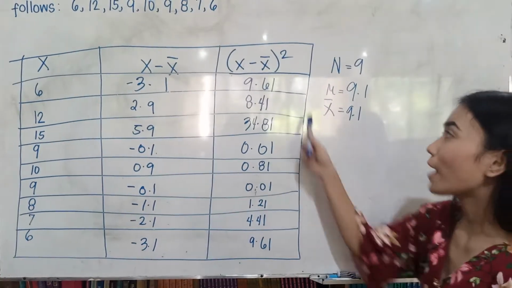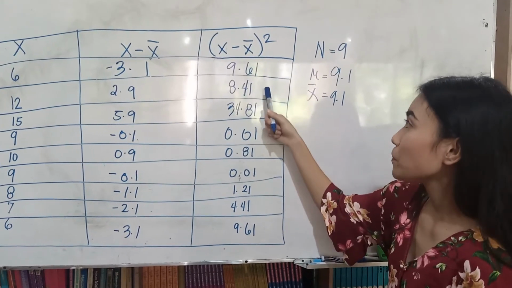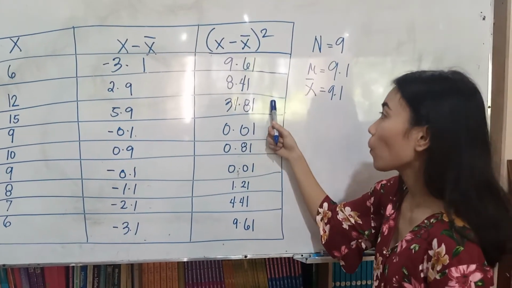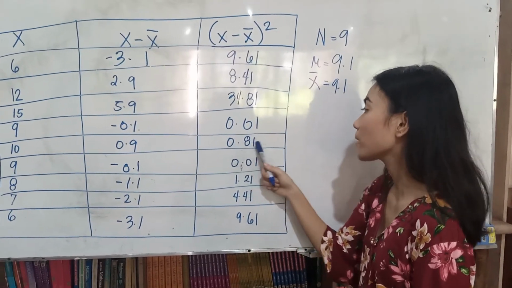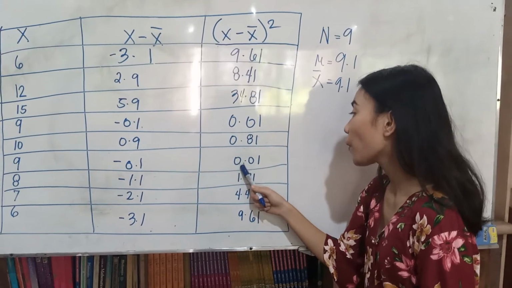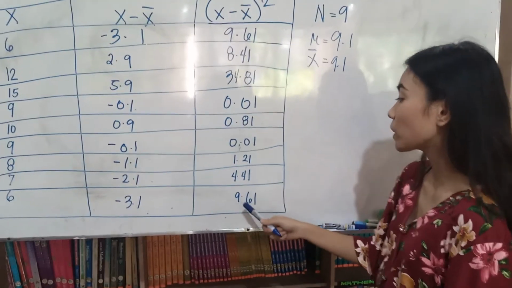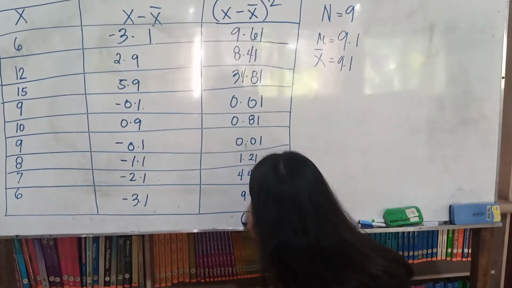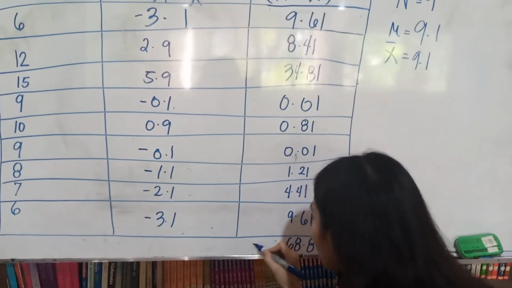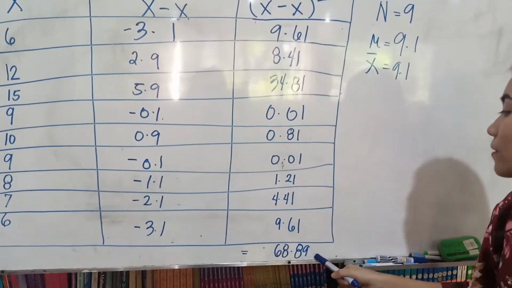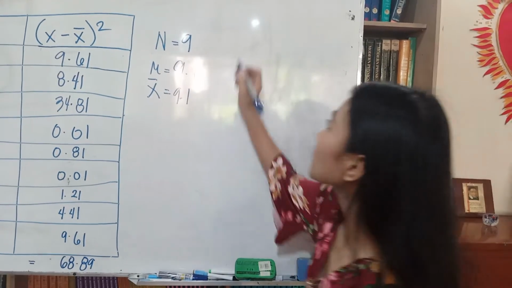After that, you have to total to get the numerator. So, total the 9.61 plus 8.41 plus 34.81 plus 0.01, 0.81 plus 0.01 plus 1.21 plus 4.41 plus 9.21 is equal to 68.89. So, this is the value of the numerator. Let's solve the sample variance.